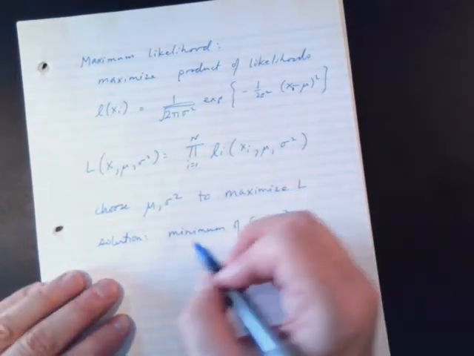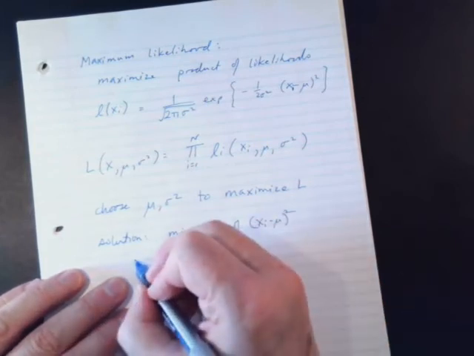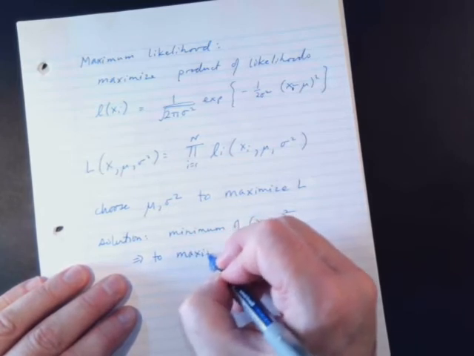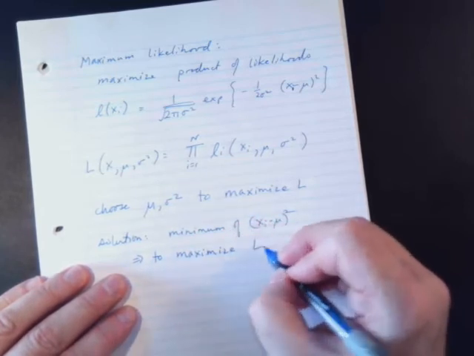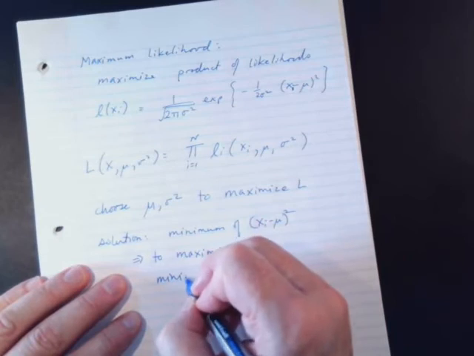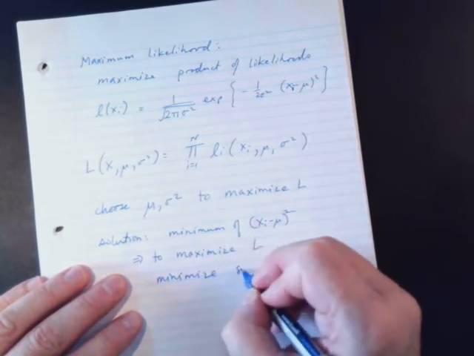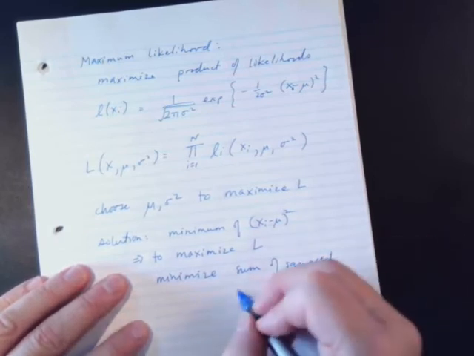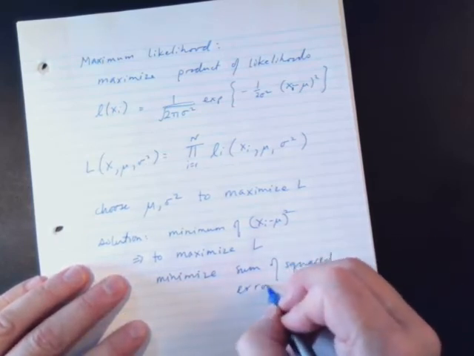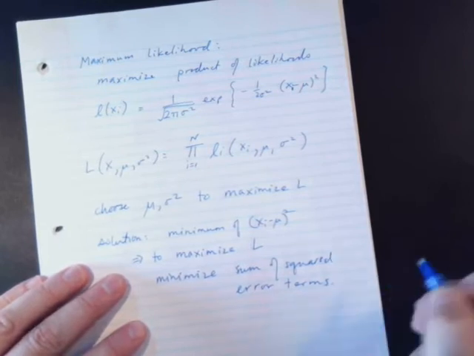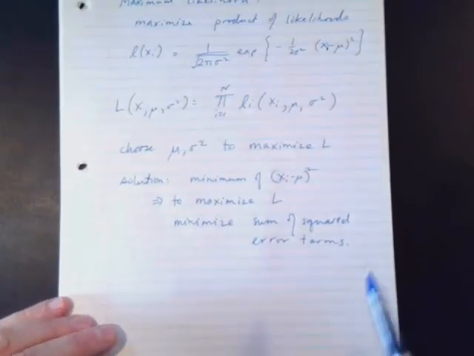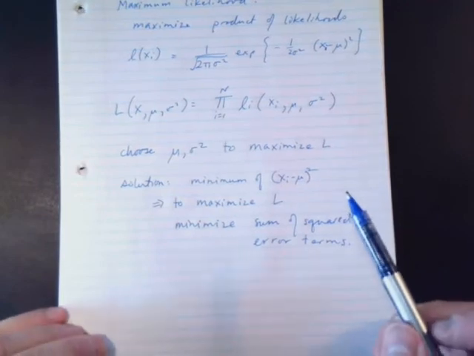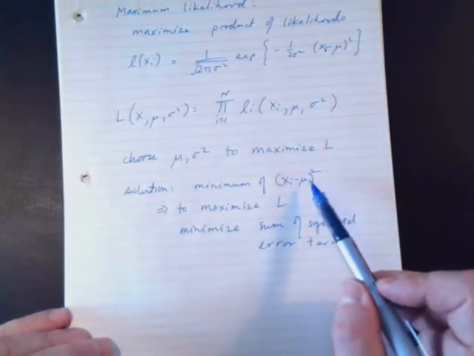And so we're minimizing the sum of the squared deviations. So in other words, to maximize L, minimize the sum of the squared error terms. So that gives us the maximum likelihood value of mu.